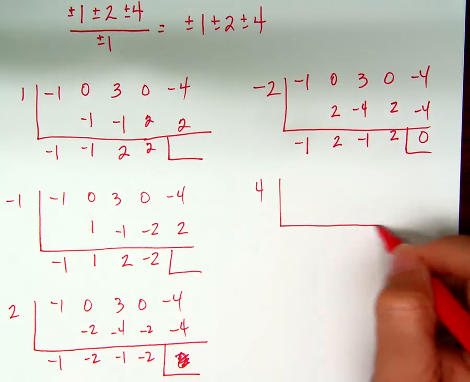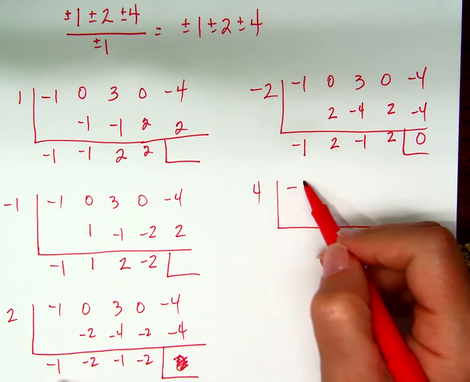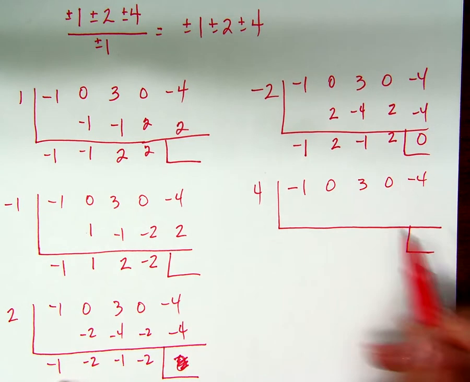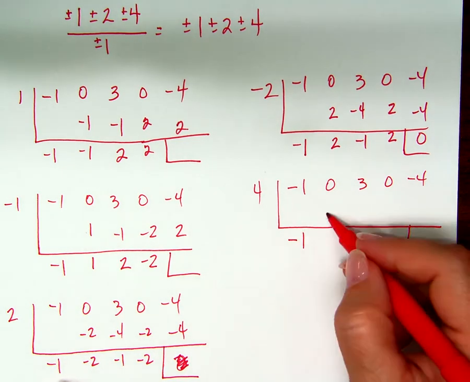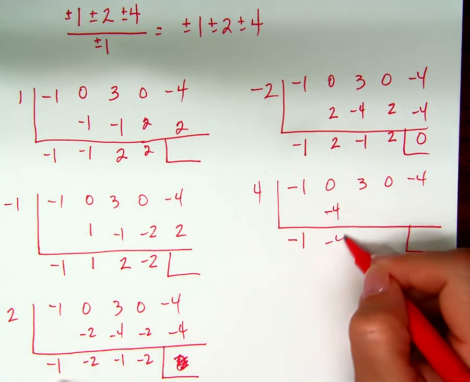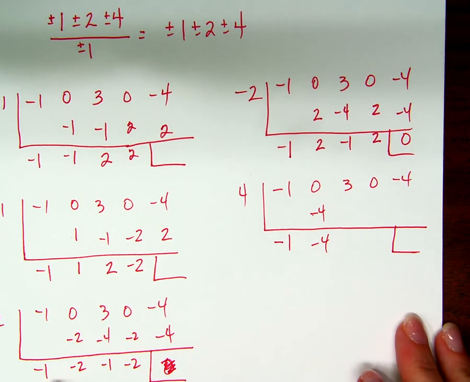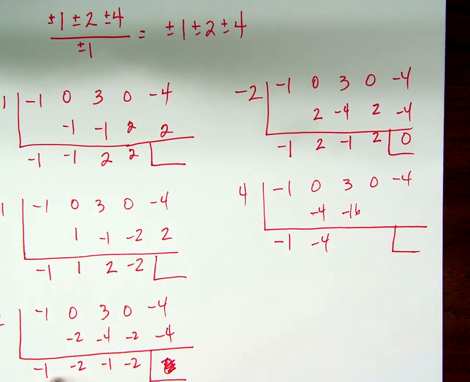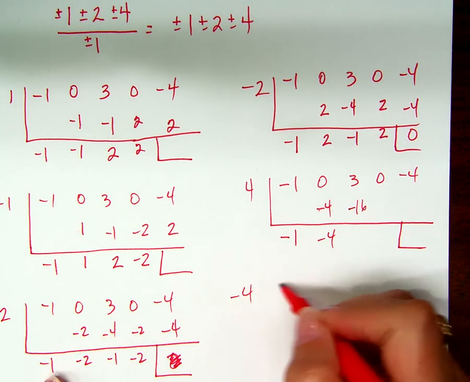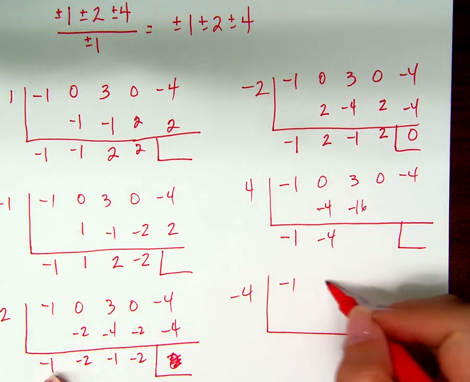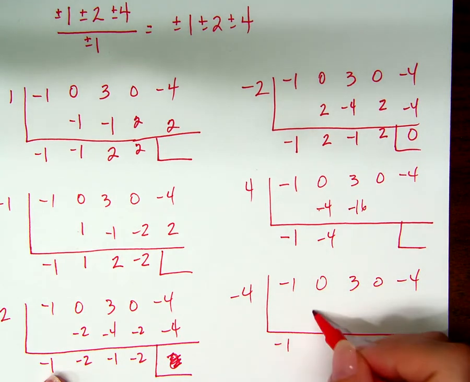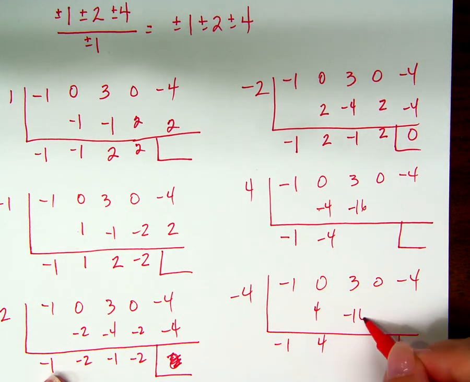So these are the last two possibilities, 4 and negative 4, if there's going to be an answer that's real at all, right? Negative 1, negative 4, negative 4. Well, that's not going to work. Can you tell ahead of time that's not going to work? Because this is about to be negative 16, and this is just going to get bigger and bigger. Okay, negative 4, negative 1, 0, 3, 0, negative 4, negative 1, 4, 4. See, that's not going to work either.